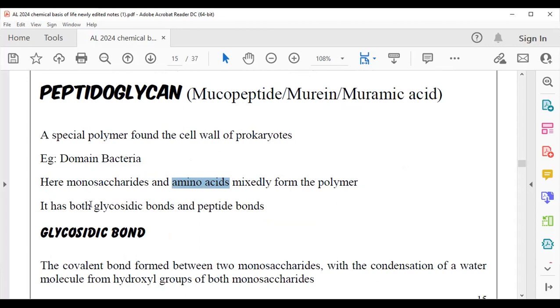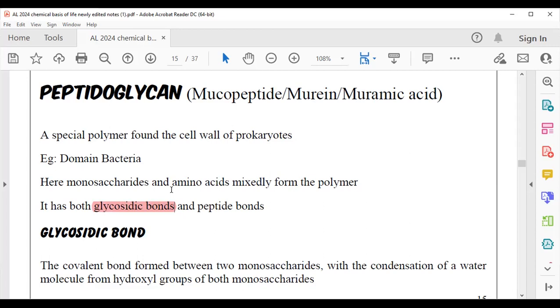Between the glucosamine molecules, what kind of bonds will be there? Glycosidic bond. Glycosidic bond will be there. There are some amino acids also in peptidoglycan. If amino acids are present, between the amino acids, what kind of bonds will be there? Peptide bonds will be there. Clear?